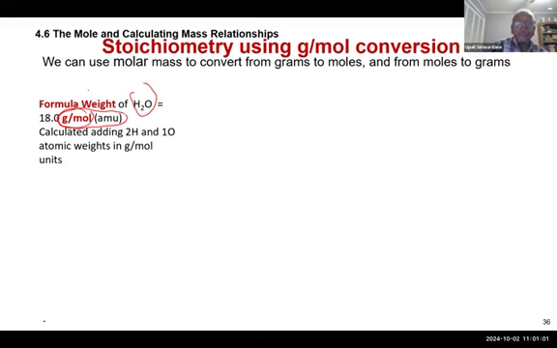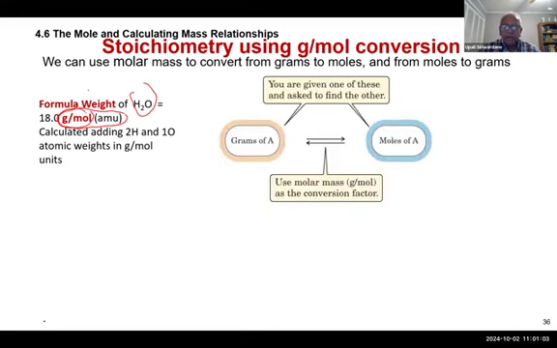So let's see how we do this. Before you do the chemical calculation using a chemical equation, you need to convert grams to moles. How you convert grams to moles is grams divided by formula mass, which is given in grams per mole. Therefore, you get the moles.